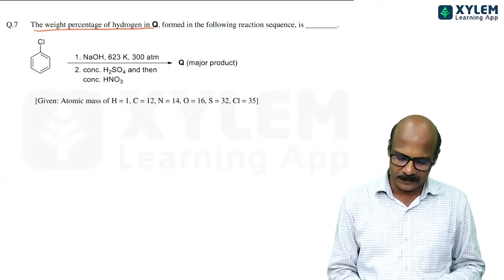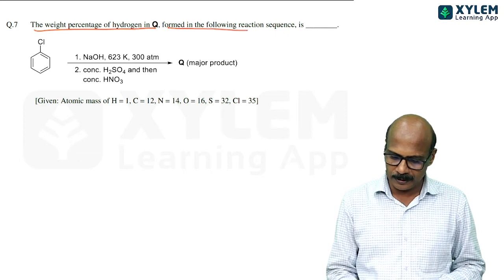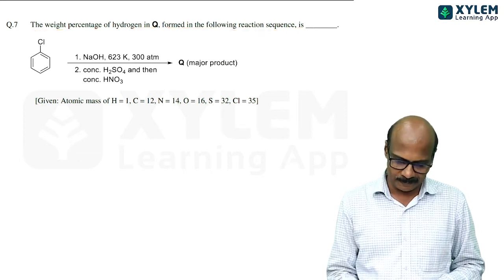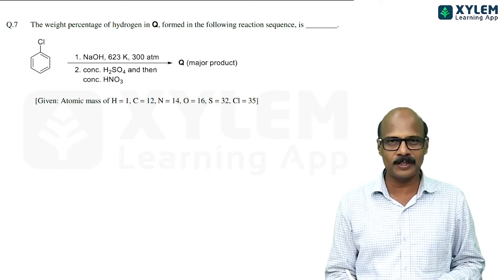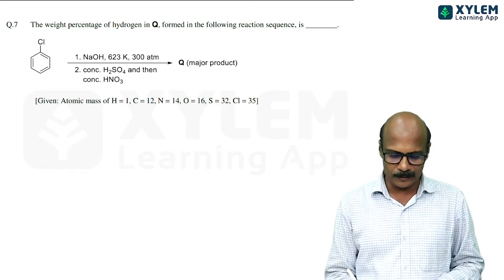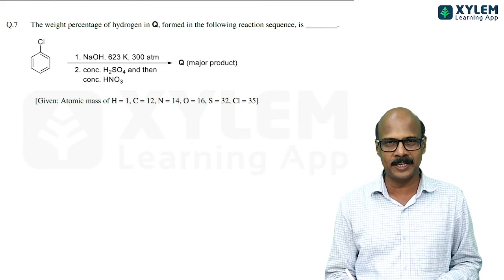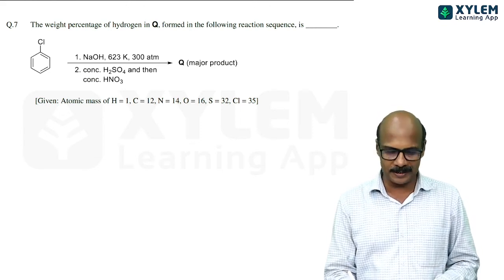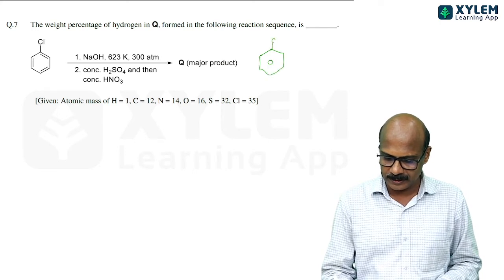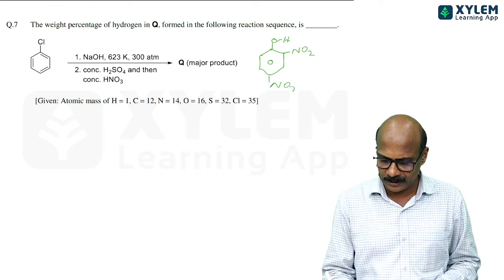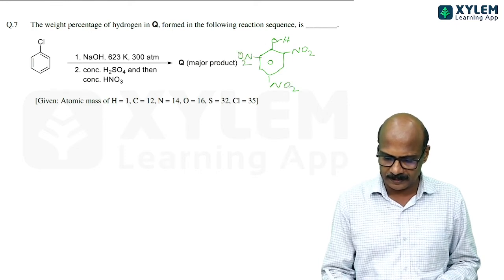The weight percentage of hydrogen in Q formed in the following reaction sequence is. You want to find out the percentage of hydrogen in the final product. What is the final product you got? You know, phenol when treated with sulfuric acid, followed by nitric acid, you will get picric acid. Actually, this is the production of picric acid. Phenol should be first sulfonated, then it is treated with nitric acid.